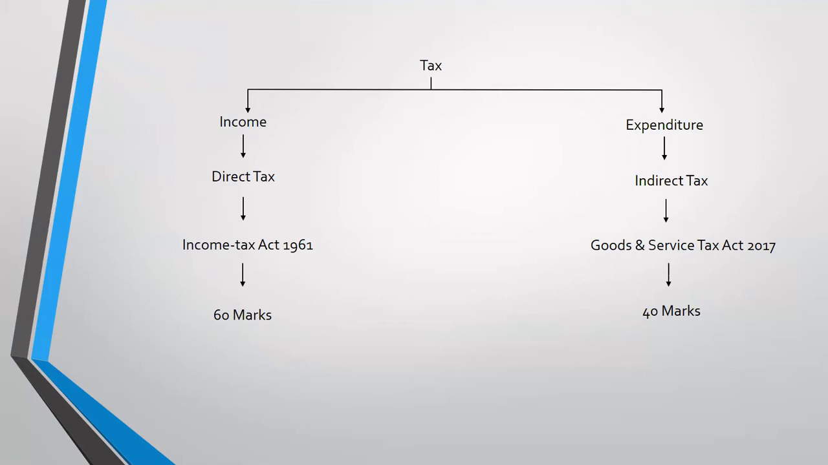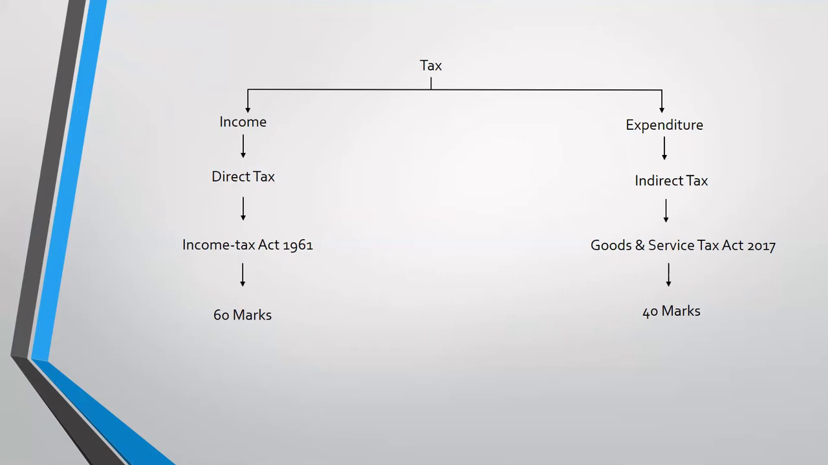That you pay on your income is direct tax. It is governed by the Income Tax Act 1961. And for the CA Inter students, it has 60 marks of weightage. Then tax that you pay on your expenditure that is collected from you by the vendor is called as indirect tax. It is now governed by Goods and Service Tax 2017, and it has a weightage of 40 marks in your CA Inter tax paper.